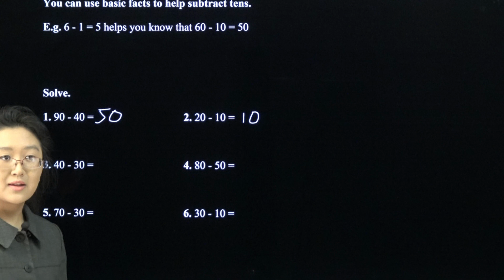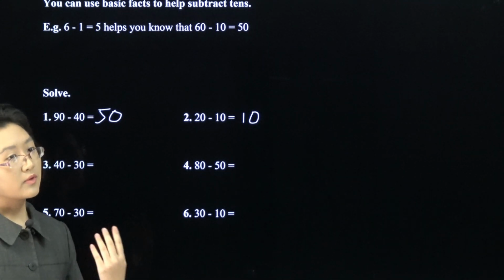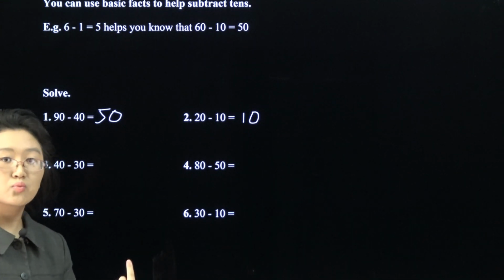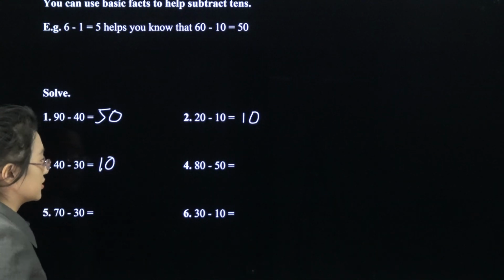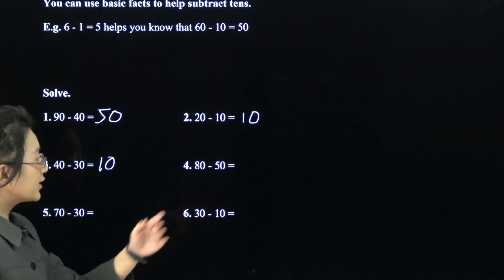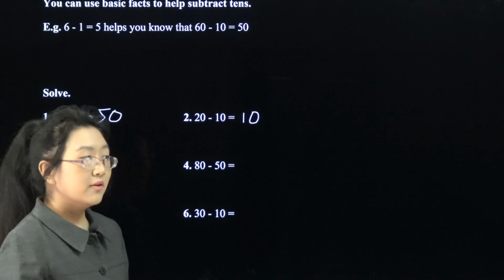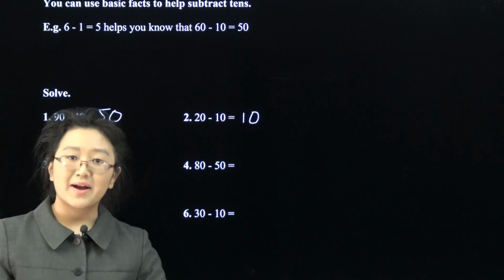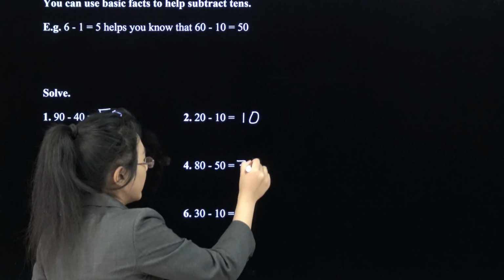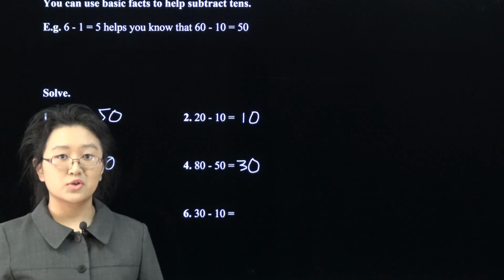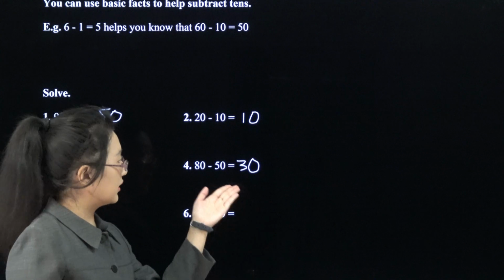40 minus 30, that's 4 tens and 3 tens. So 4 minus 3 is 1 ten, and 1 ten is again just 10. 80 minus 50, 8 tens minus 5 tens. What's 8 minus 5? 3. This is why it's important to remember your single-digit subtraction too. And, well, it's 3 tens, so it's 30.